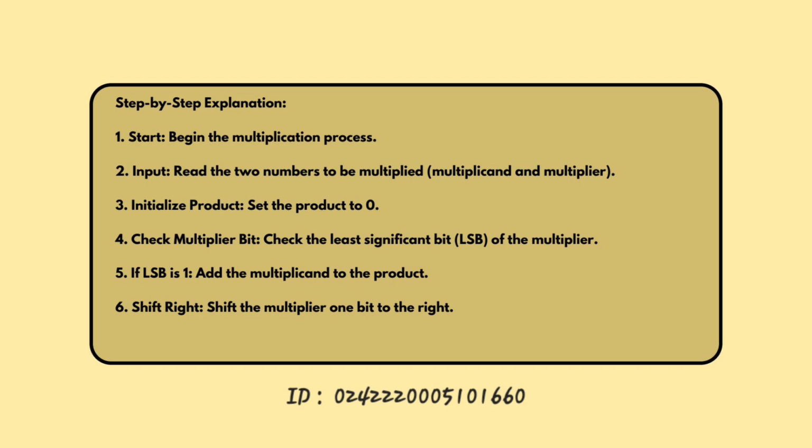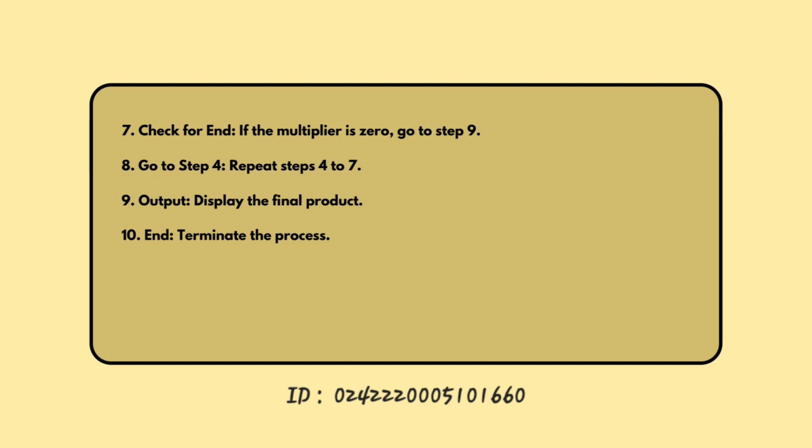Fifth process is if LSB is 1. If the LSB of the multiplier is 1, we add the multiplicand to the product. Sixth step is shift registers. Next we shift the multiplier 1 bit to the right and the multiplicand 1 bit to the left, preparing for the next iteration. And the seventh is this process continues until all bits of the multiplier have been processed.